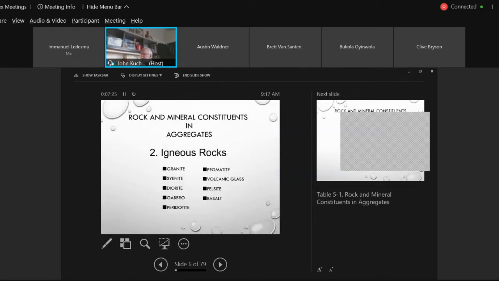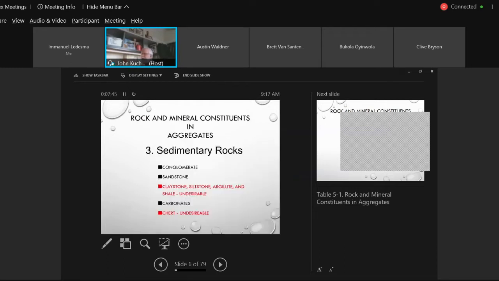Igneous rocks. These are various types. Basalt, one of the most dense, hard aggregates. Granite, obviously, an igneous rock. Gabbro, also. These are basically igneous rocks. The most common here would be the granites and the basalts. Sedimentary. With our rocks locally here, they're pretty good.